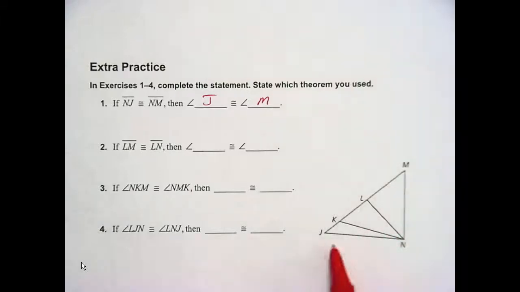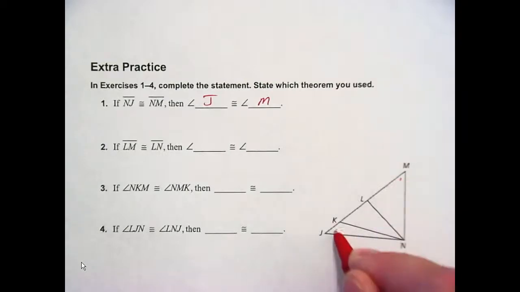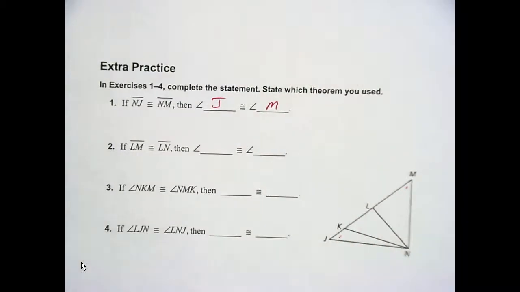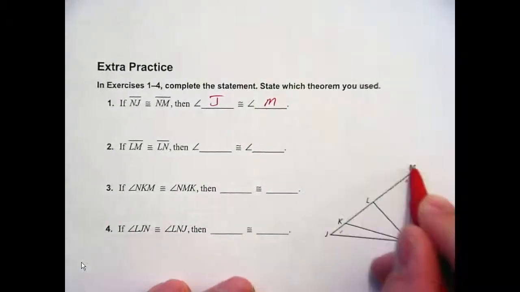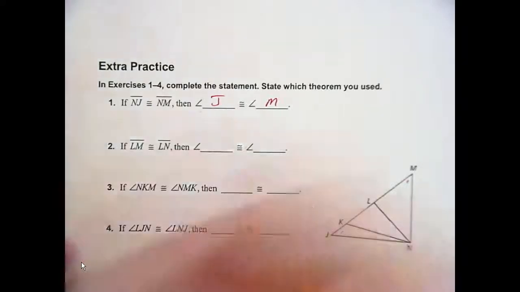If NJ is congruent to NM, then we know that that is congruent to that. So if this side is congruent to that side, then those angles opposite. What are we using there? Which theorem? Base angles theorem. That's what matters.